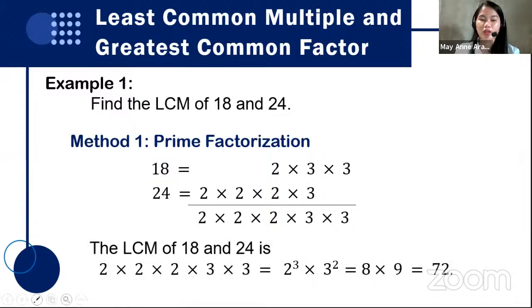So you have 2 times 2 times 2 times 3 times 3. Or you can write this in its exponential form. 2 times 2 times 2 is also 2 cubed, or 2 raised to 3, times 3 squared. So 8 times 9, 72. The least common multiple of 18 and 24 is 72.